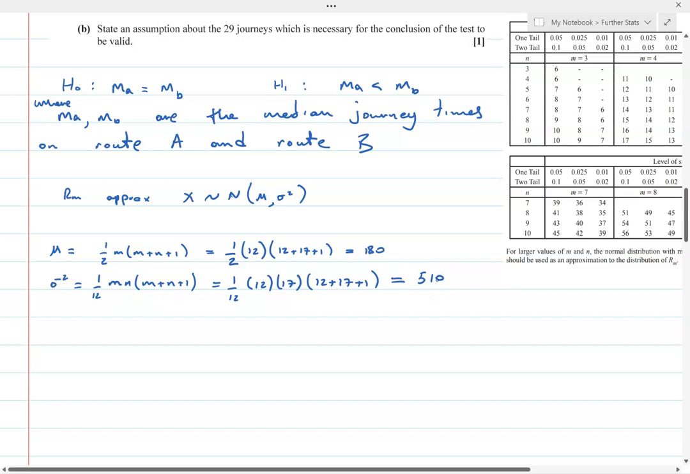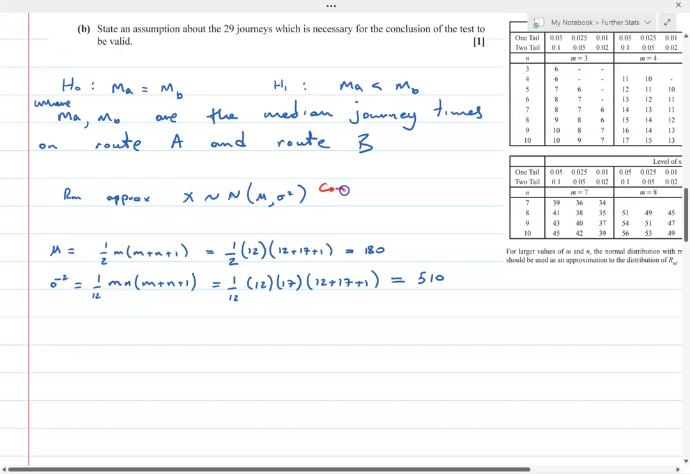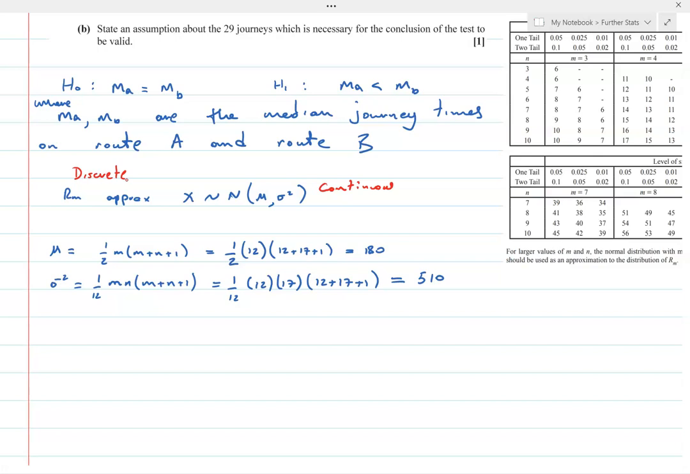Okay, so this is our approximate distribution, but note this is continuous. But this is discrete, and whenever we use a continuous distribution to approximate a discrete one, we need to use a continuity correction. Let's just put a bit more flesh on this before I get on with the question again.